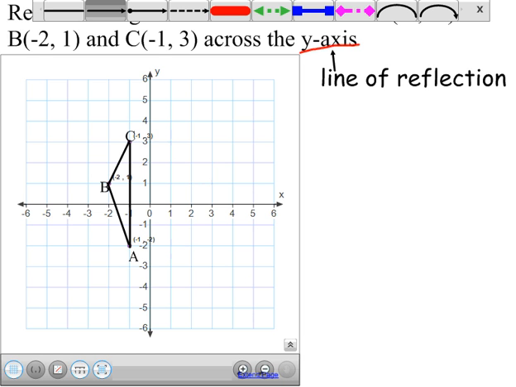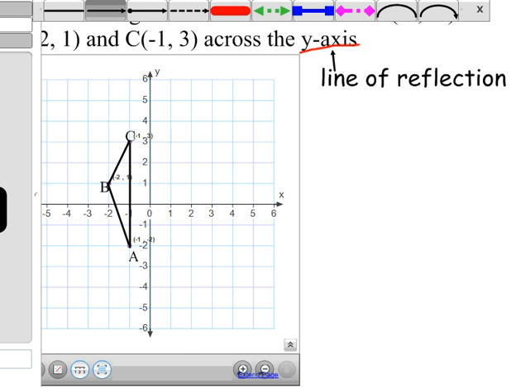So if you want to highlight it, you can. Let's go ahead and do that. Let me see if I can just get a dotted line here. All right.